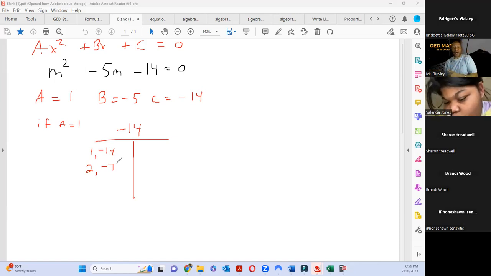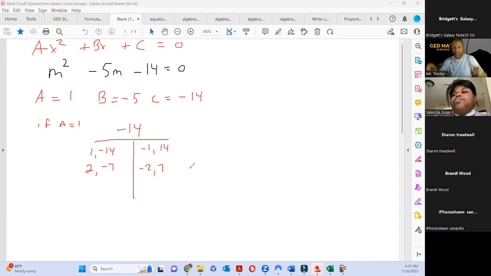On the other side, we're going to reverse our signs. So instead of 1 and -14, I'm going to have what? -1 and +14. Instead of 2 and -7, I'm going to have what? -2 and +7. These are the factor pairs of -14. Does everybody understand that step?